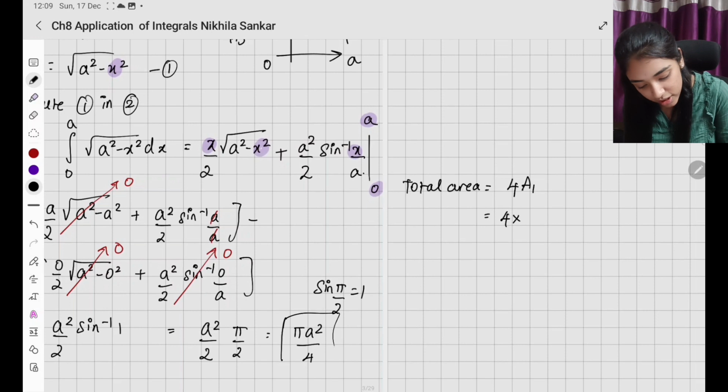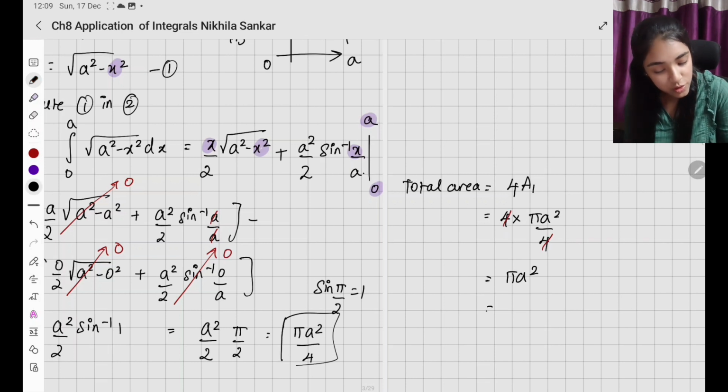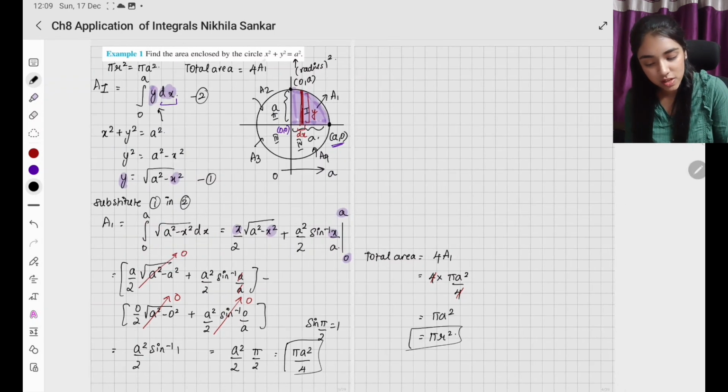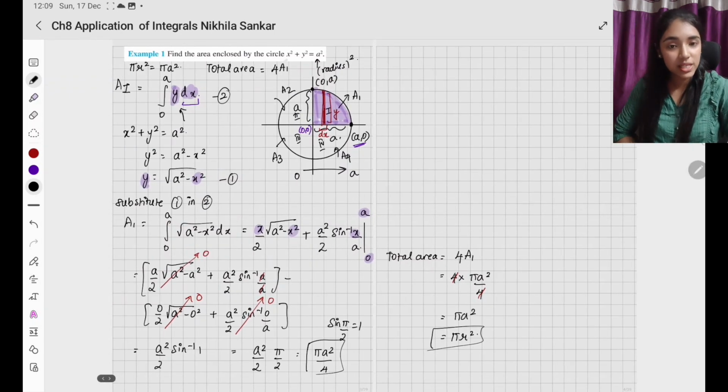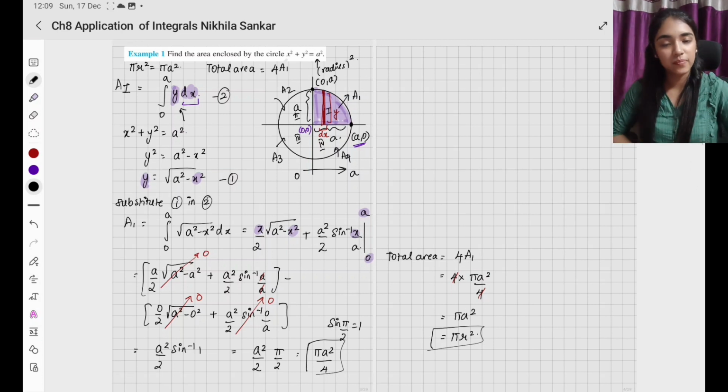What did I get here? For A1, it is going to be pi a square divided by 4. Now this gets cancelled and this is going to be pi a square, which is pi r square, radius square, correct? So this is my area of a circle. So this is how you find the area using integration. So this is the purpose for which we have been using integration all this time. This is how you apply. Okay? Please copy.